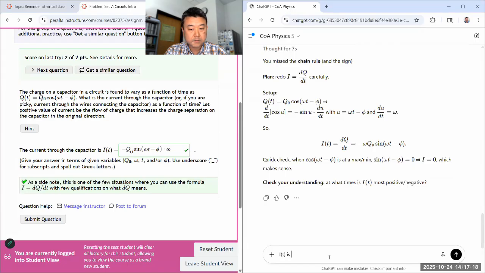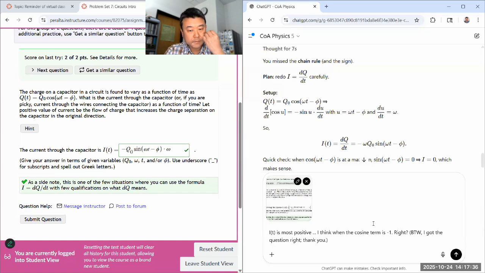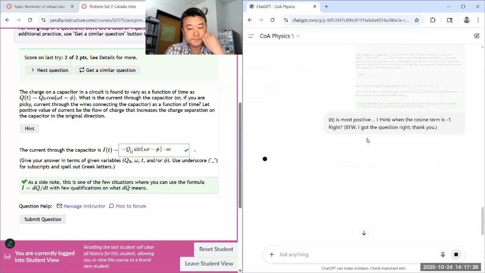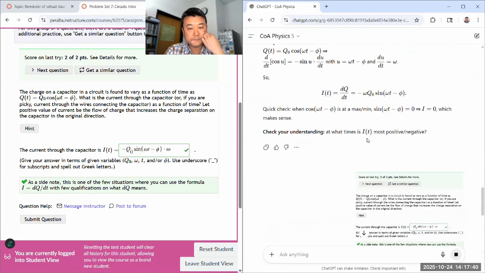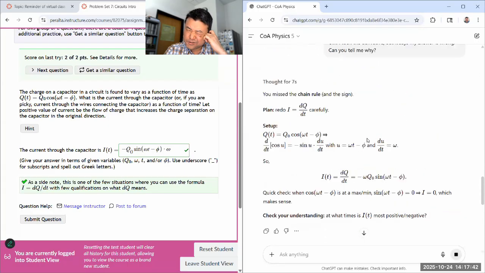It is most positive, I think, when the cosine term is -1, right? By the way, I got the question right. Thank you. So yeah, I still got some things to work on.